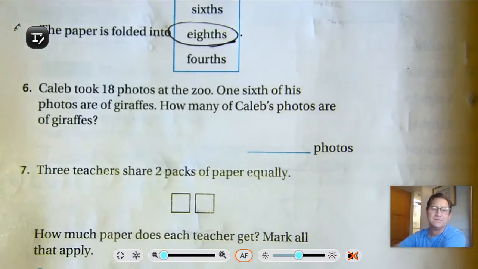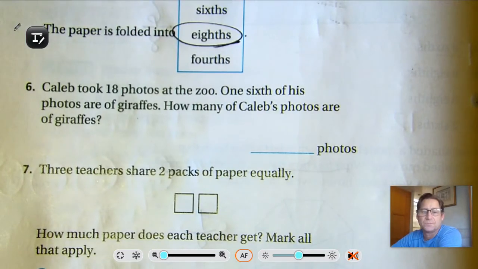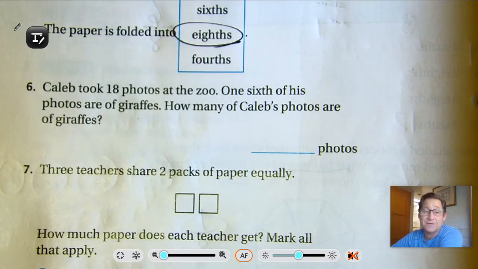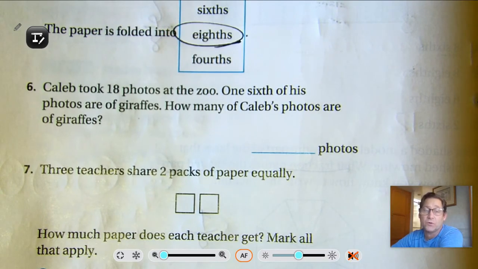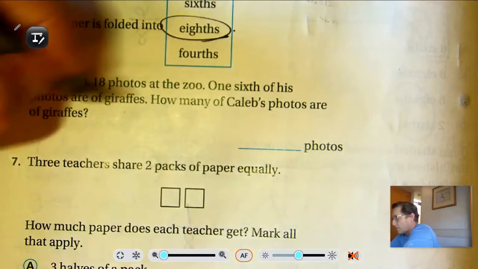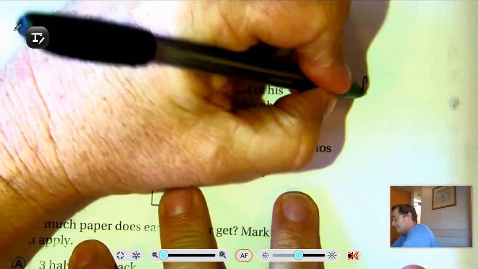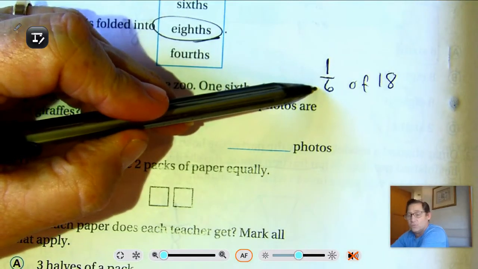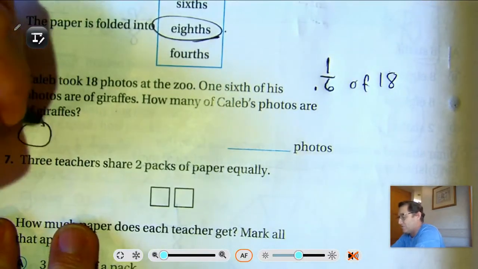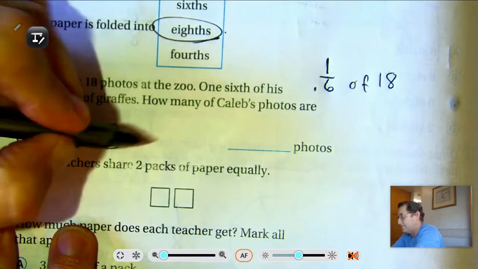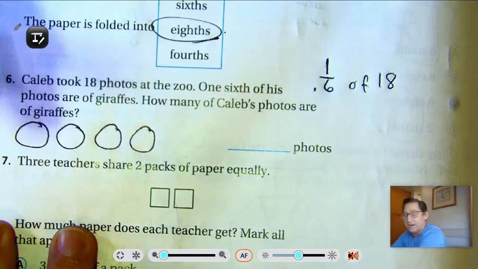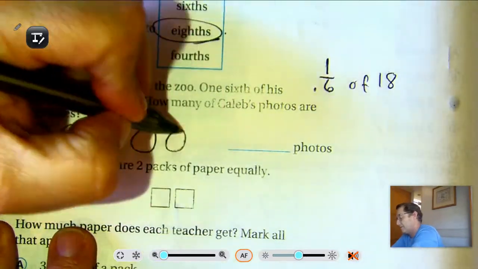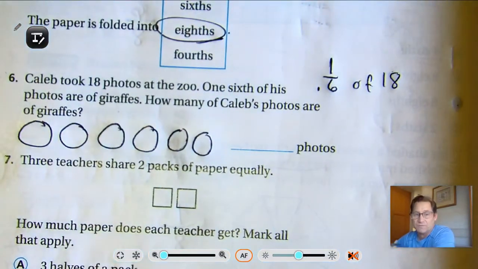Number 6, Caleb took 18 photos at the zoo. 1/6 of his photos are of giraffes. How many of Caleb's photos are giraffes? All right, so we want to know what 1/6 of 18 is. The 6 in the 1/6 tells me there's going to be 6 equal groups of, I'm sorry, of just total photos. 1/6 of those will be of giraffes.